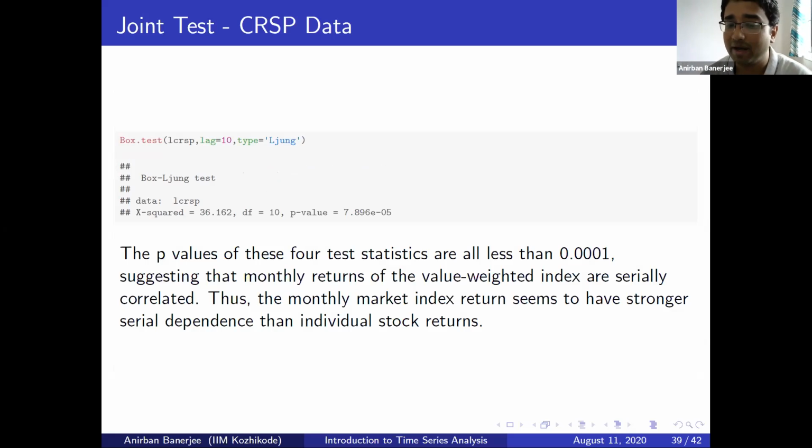So the monthly market index seems to have stronger serial dependence than the individual stock returns. Is it theoretical? To some extent, yes, but most of it is empirical, what you observe in practice. Got it so far? Seems good enough? Right? Okay.